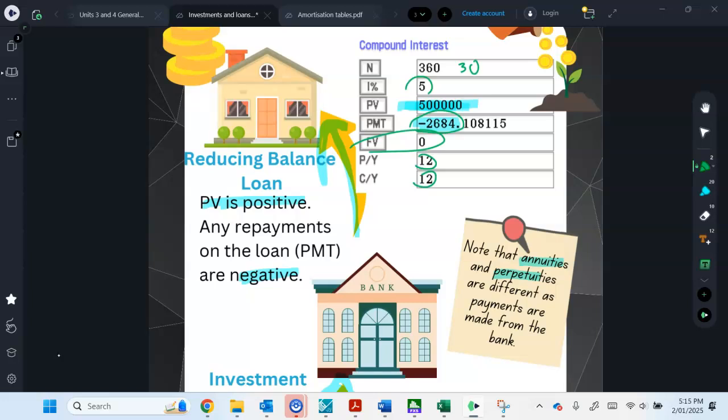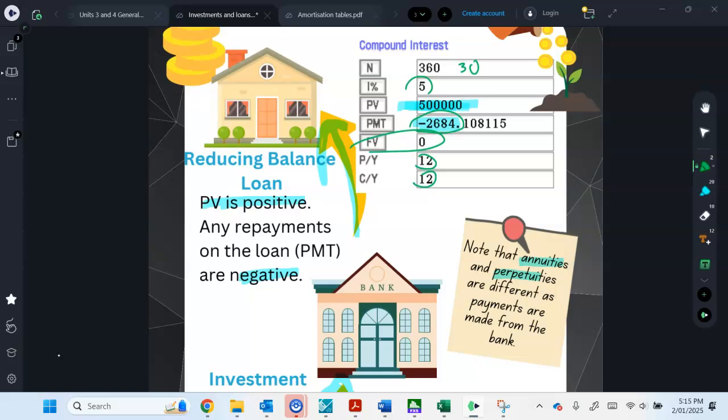Just under, or just over, $2,684 and 11 cents, I guess. So if I made that repayment each month, then after 30 years, I now own my home.